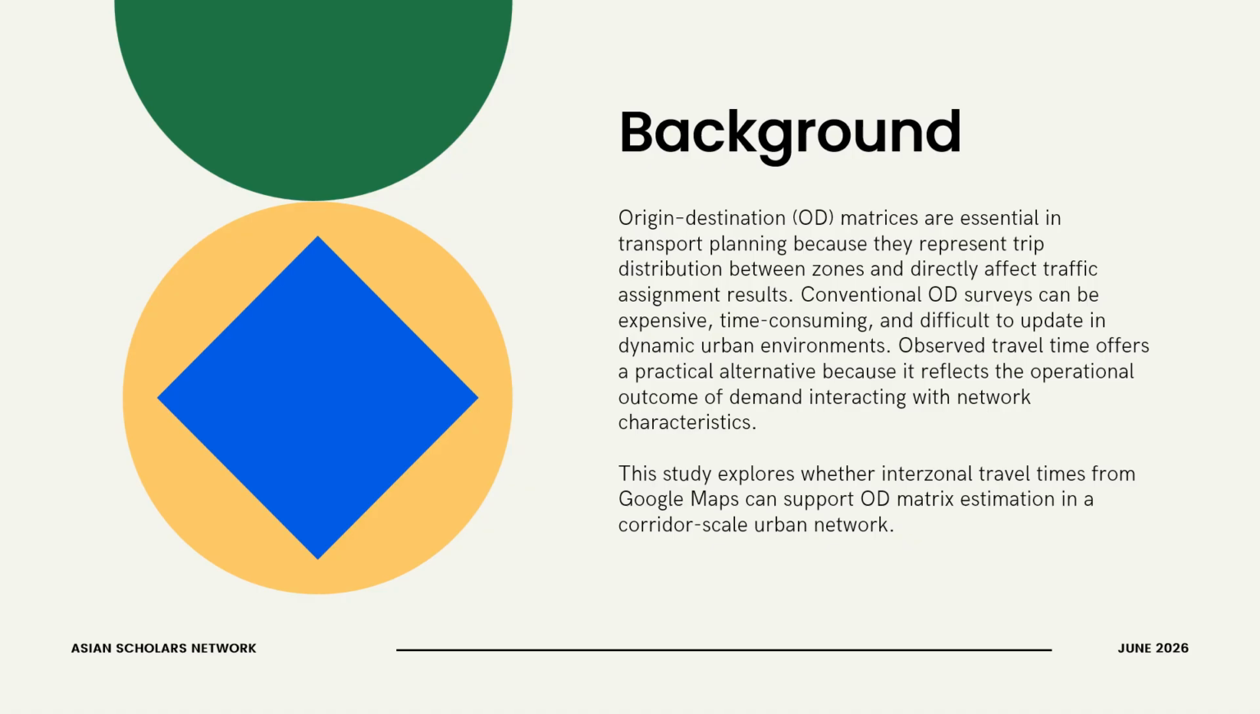Instead of relying on conventional survey data, the study used observed travel time because travel time reflects the operational outcome of travel demand interacting with network characteristics. Based on that idea, this research asks whether interzonal travel times from Google Maps can support OD matrix estimation in a corridor-scale urban network.